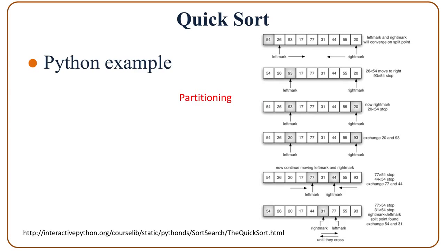Now let's see how partitioning works. Given an array, we select the first element, the element that is 54, which is the first element, and we select that as the pivot element. The second element is selected as the left mark, and the last element in the array is selected as the right mark.